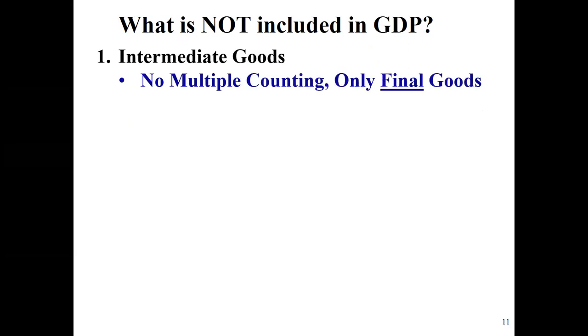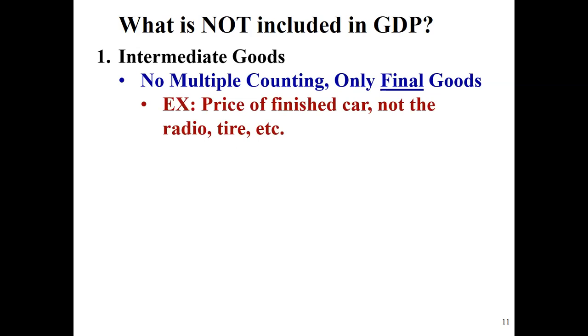Now, what is not included in GDP? Intermediate goods. I talked about that already. That's not part of GDP. So we're only taking final goods, like a radio. If a radio is sold to me as a consumer, then it is part of GDP. But if it's sold to Ford, who then puts it in a car, the car is the final product.